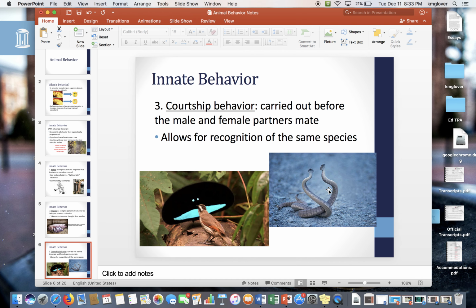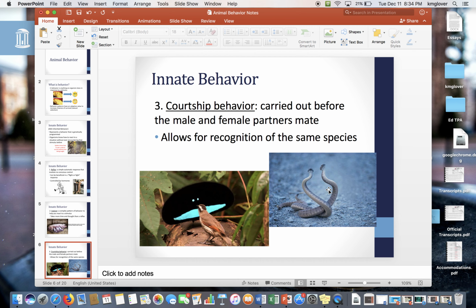Next is courtship. And a courtship behavior, think about courting back in the old days. Courting is kind of like dating someone, attracting them, wowing them, but it was probably a little bit more endearing than it is now. But a courtship behavior is when male and female partners do little dances or sing little songs, things like that, in order to attract a mate so that they can reproduce. The goal is to get the mate and reproduce.